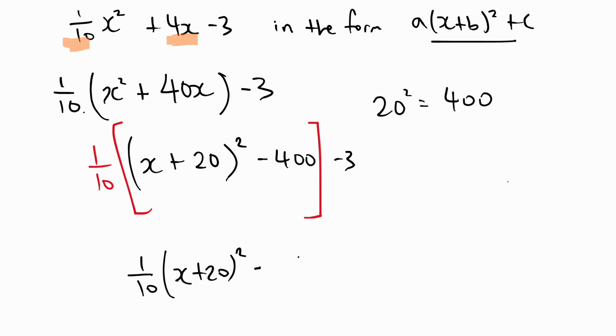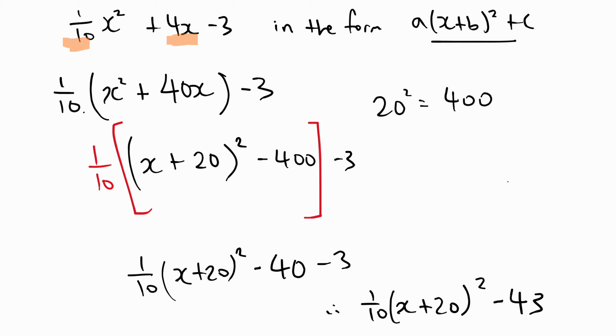That's going to return us to our original, minus 400 times by 1 over 10. That's just going to give us 40, right? 40, and then our minus 3 just carries on down. Let me just change the size of this bracket. I feel like it's just a little too big, right? And then we can simplify this final section to give us a final answer of 1 over 10 (x plus 20) squared minus 43.